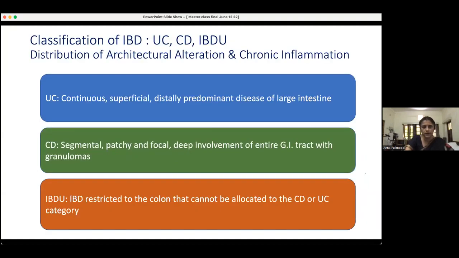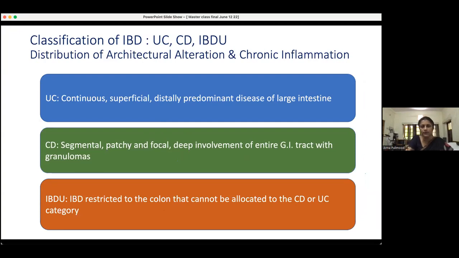So the classification is based on the distribution of all these changes. And IBDU is when you get chronic inflammation and architectural alteration, which are restricted to the colon, but you can't make out whether it is UC or Crohn's disease. And we'll go into a little bit more detail of that.